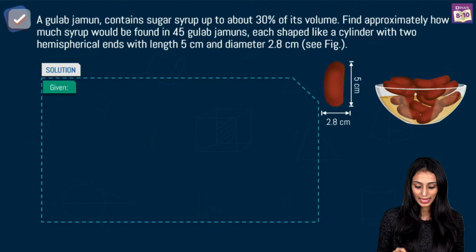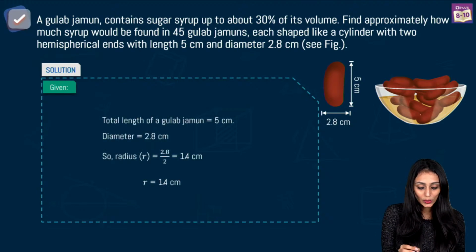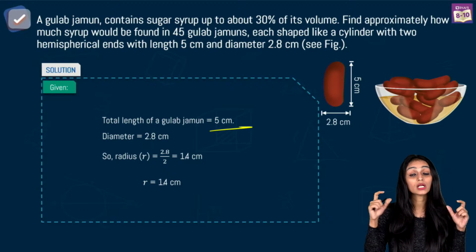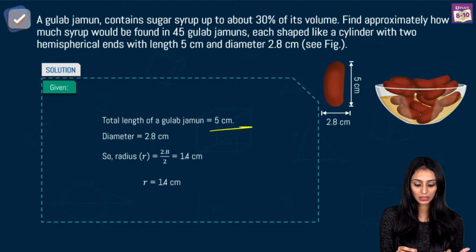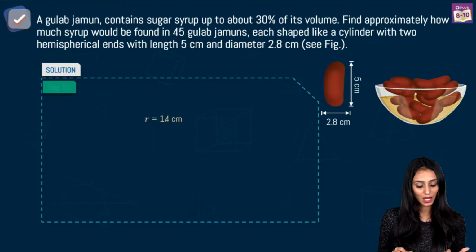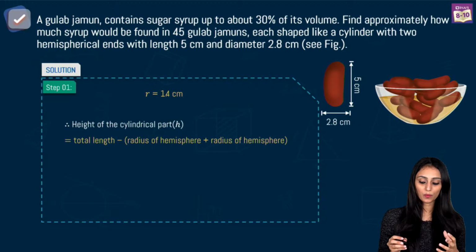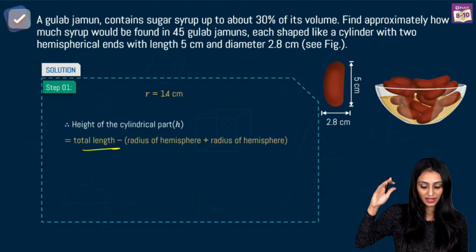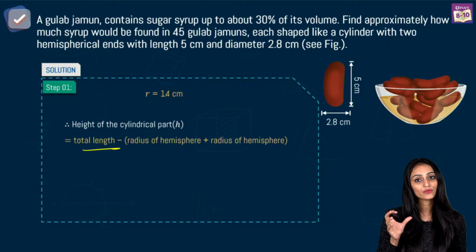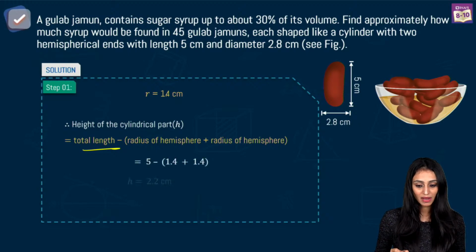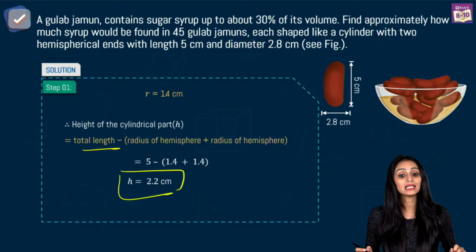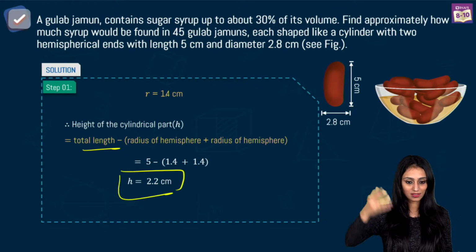So, what we will do here is the total length of this gulab jamun, which includes the hemispheres as well, that's 5 centimeter. Diameter is 2.8, so radius would be 1.4 centimeter. Now height of the cylindrical part would be what? That would be total length, which is 5, minus the radius of two hemispherical parts. So that would be 5 minus 1.4 minus 1.4, that's 2.2. That's the height for the cylindrical part. Okay, I can see answers.